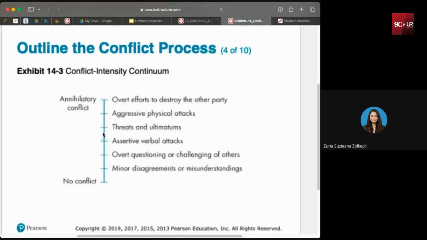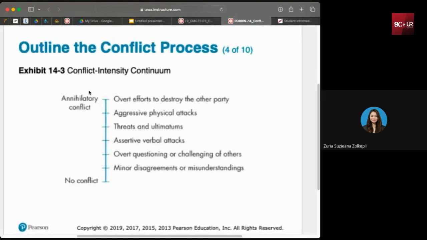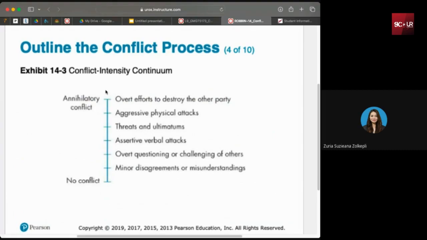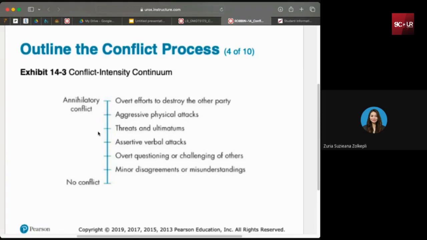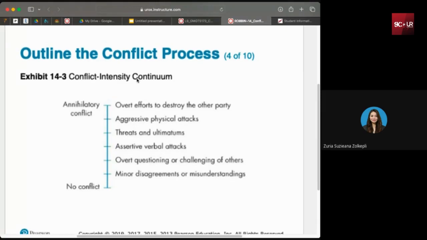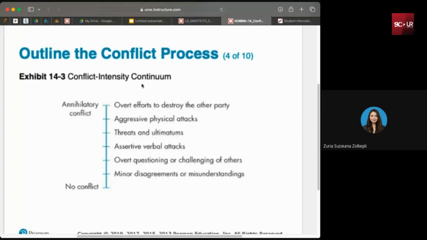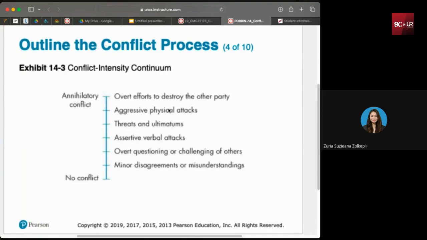Okay, so here is what we call the level. Professionally, the level of conflict. Conflict intensity continuum. Canggih kan nama, but actually it means how bad is the conflict at the workplace, right? So here is no conflict, into a situation where you reach annihilatory conflict, right? So let's take a look at how to identify.